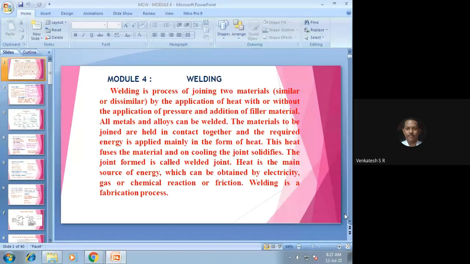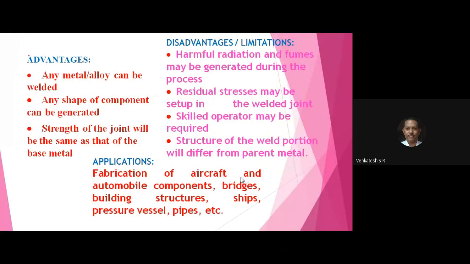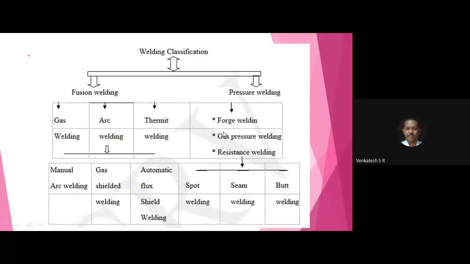Last class we discussed the joining processes. In joining processes, in your syllabus, they have mentioned welding. In that, you have arc welding, gas welding, tungsten inert gas welding, metal inert gas welding. Like that, you have a lot of welding processes. We discussed arc welding and gas welding, and the advantages, disadvantages, applications of a welding process, and the classification of welding processes.